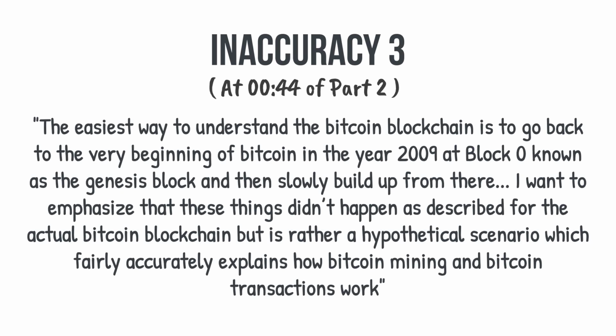Inaccuracy 3. At 44 seconds of part 2, I said, the easiest way to understand the Bitcoin blockchain is to go back to the very beginning of Bitcoin in the year 2009 at block 0 known as the Genesis block and then slowly build up from there. I want to emphasize that these things didn't happen as described for the actual Bitcoin blockchain, but is rather a hypothetical scenario which fairly accurately explains how Bitcoin mining and Bitcoin transactions work.